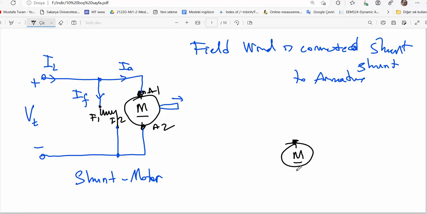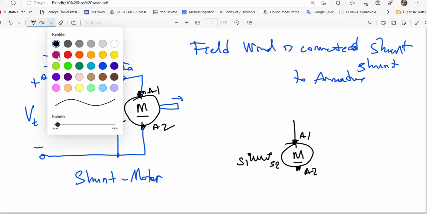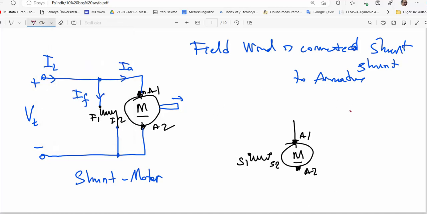It could be a generator, of course, and here are maybe the A1 and A2 terminals. Here is a field coil. Let's say that is a different design. Labels are S1 and S2. I will talk about that a little bit later. And then let's connect that device to a DC network.